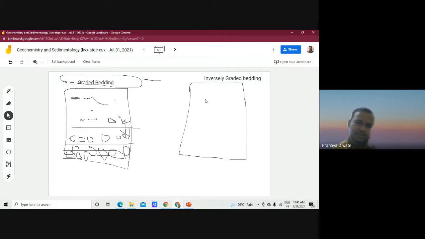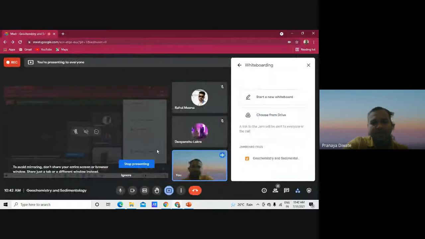It is the same in reverse in this one, which is known as inversely graded bedding, with coarse at the top and finest at the bottom. In the graded bedding sequence, you have a gradation like coarse, medium, fine. So this is how you can have a graded bedding-like structure.